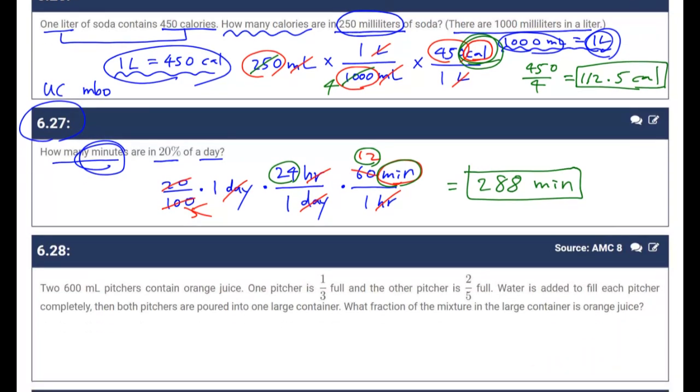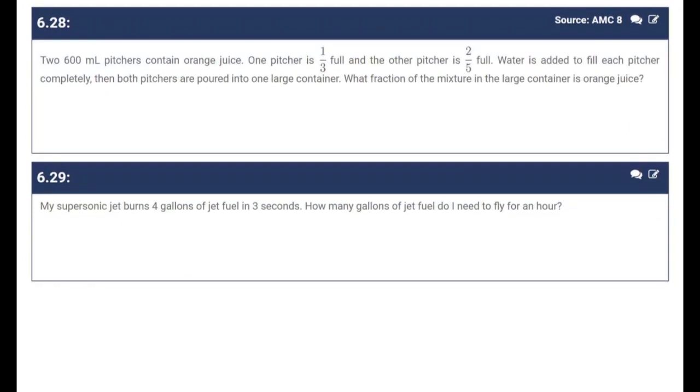Now 6.28. All right. So we have two 600 milliliter pitchers. 1, 2. Kind of crooked, but I guess it's okay. Both have a capacity of 600 milliliters, right? And they said one pitcher is 1/3 full, and the other is 2/5 full, right? Well, what is 1/3 of 600? It's going to be 200, right?